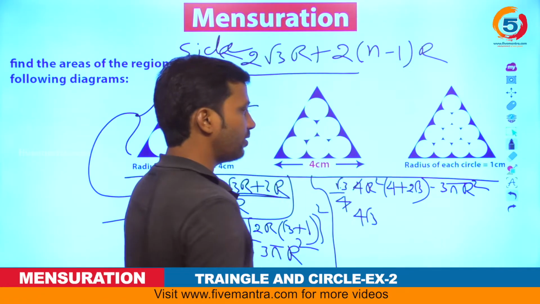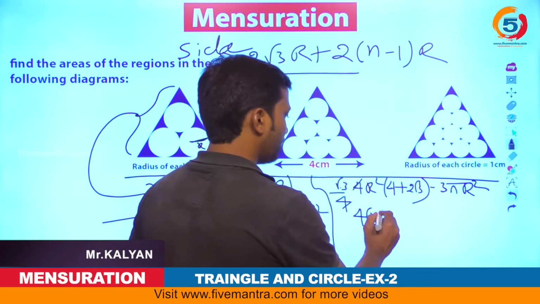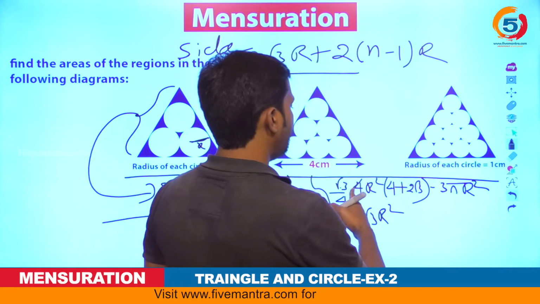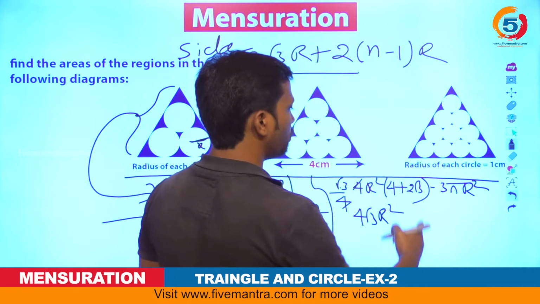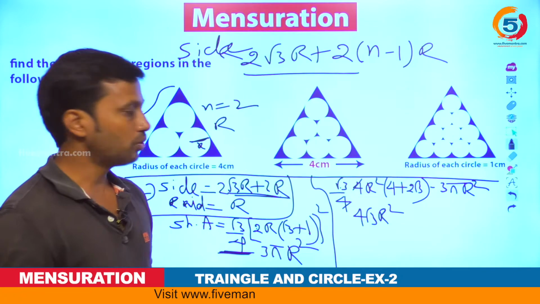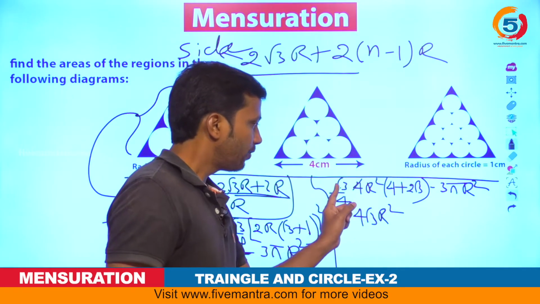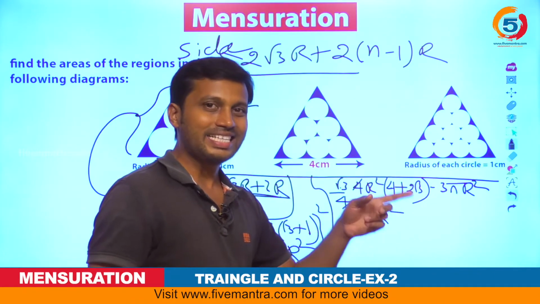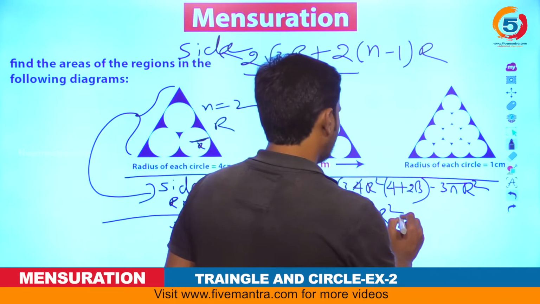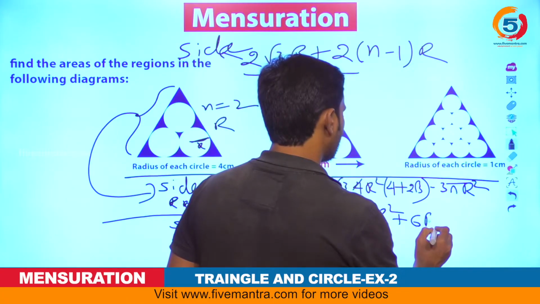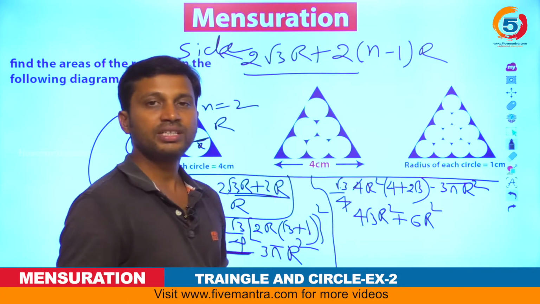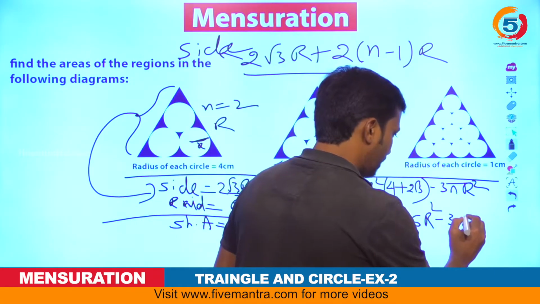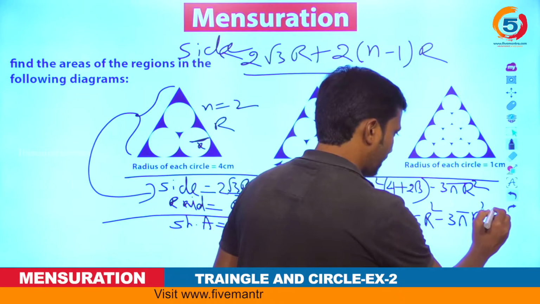Here r square is there or not? R square. And here root 3 into root 3 r square into 2 root 3. First root 3 into 2 root 3. 2 root 3 into root 3 would be 3, 6. Okay. 6 r square. Right? This is how much? 6 r square minus 3 pi r square.